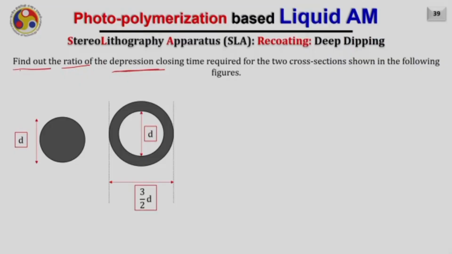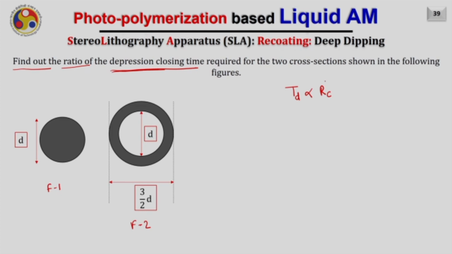Now let me consider another example where it is asked to find the ratio of the depression closing time required for the two cross sections shown here in the figure. So this is figure 1 and this is figure 2. As we have already seen, the time for closing the depression in the SLA process is directly proportional to the critical radius of the cross section.